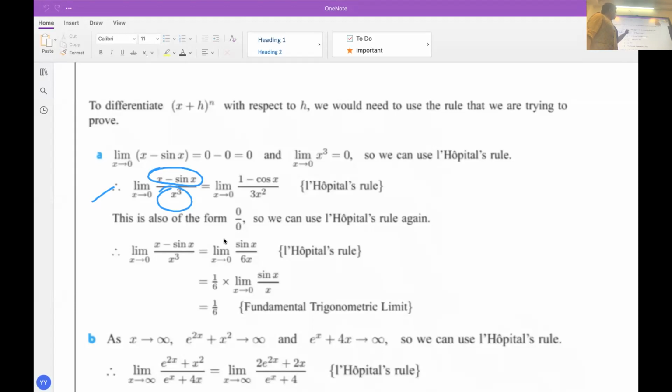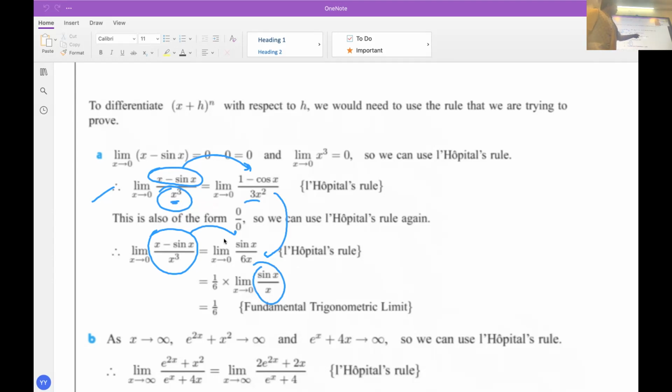So the first part is to do the derivative. The derivative of x is 1 and the derivative of minus sin x is minus cos x, upon the derivative of x cube, which is 3x squared. After one more derivative, you will get sin x upon 6x. Now for sin x upon x, you can do one more derivative if you want, because it is still 0 by 0, and at the end you'll get cos x.